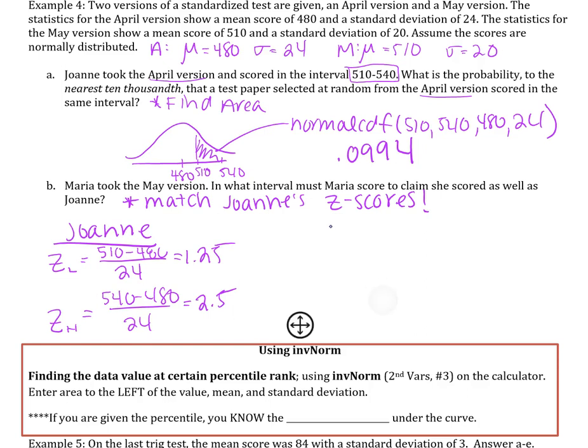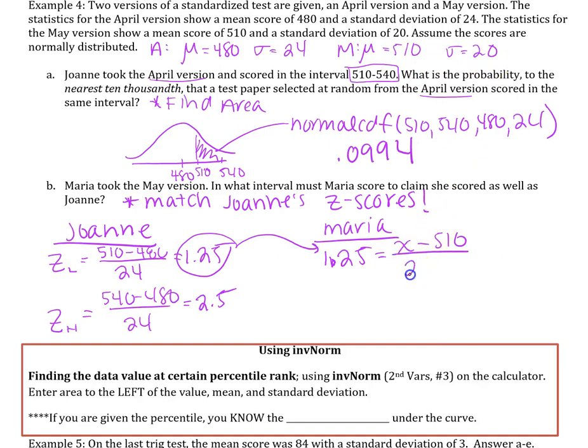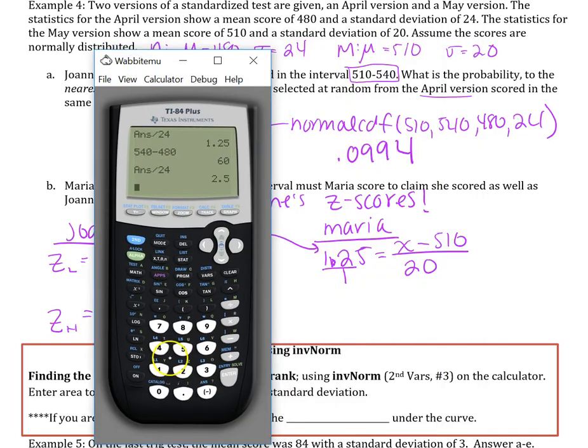So now Maria needs to match that. Essentially, I'm just going to take this z-score and say, okay, that's going to be Maria's. But I don't know her score, but I know the mean of her test that she took was a 510, and the standard deviation on her test, because she took it in May, was a 20. So now it's just to cross multiply and solve for x. So I'll do 1.25 times 20, which would then get rid of the fraction there, so I get 25, and then I just add over the 510. So 535.